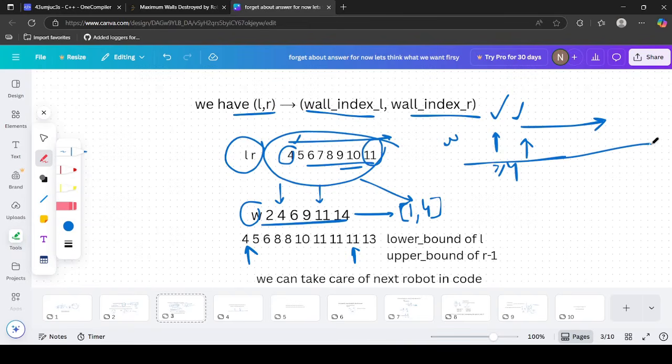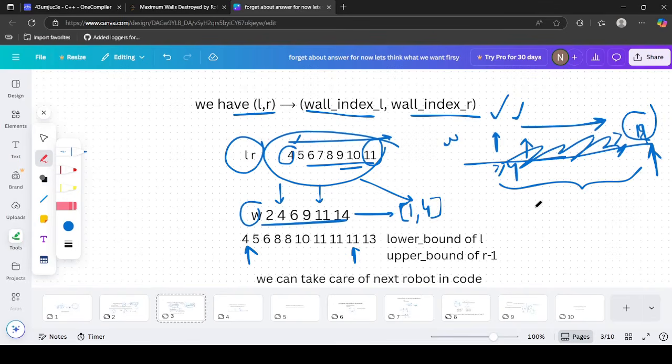So we can find the rightmost position in the walls that is greater than, or let's assume that we are finding for greater than 11. So let's assume that this is 12. So if we find the 12, then all these indices are affected.